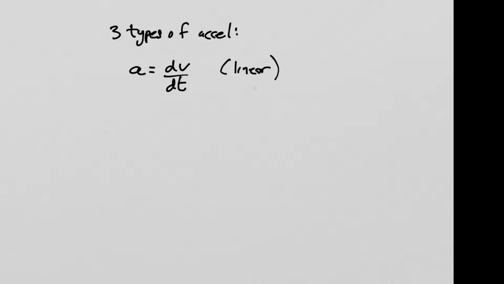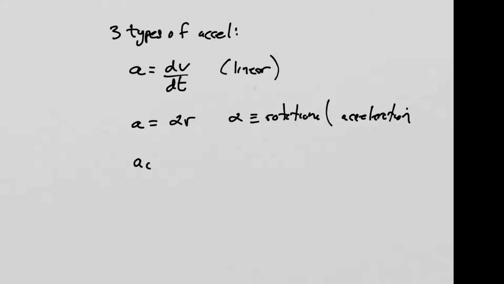We get the linear acceleration is equal to alpha r, where alpha, we remind ourselves, was the rotational acceleration from the previous lecture, and now we get a new one, which we only could do by breaking these down into some simple triangles, which is v squared over r.